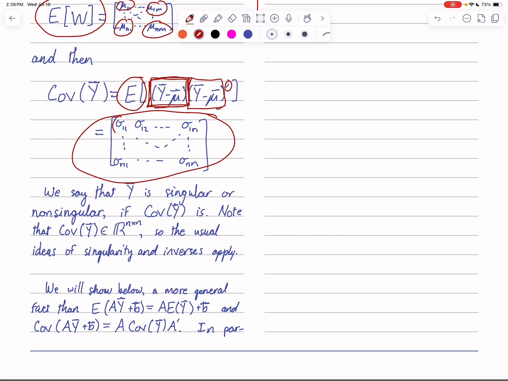And what you can check, referring back to your familiar definition of the covariance of some two random variables, is each coordinate.